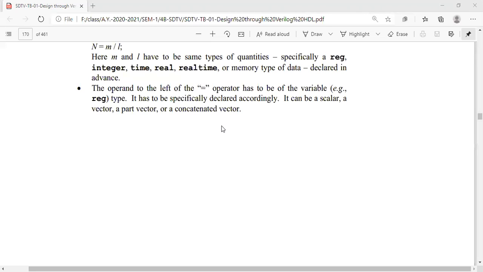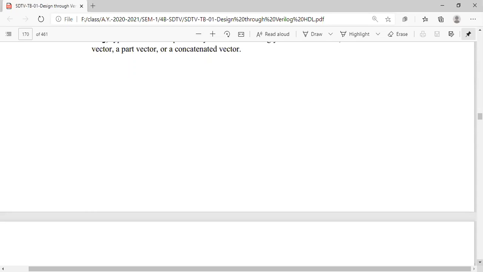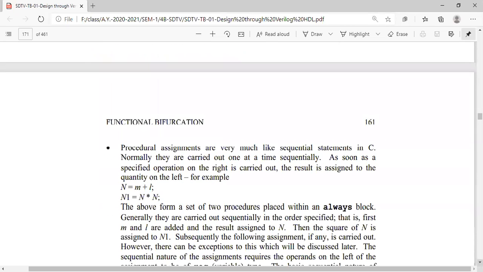Concatenated vector means we will be concatenating one or more vectors or more bits. Then we can have a bigger vector, right? We have seen all this in the previous class. Part vector means out of the 8 bits, we can take only 3 bits or 4 bits or 5 bits, like that. Concatenating a vector means we can take 2 or 3, or even a scalar also, a single bit scalar also. Right.